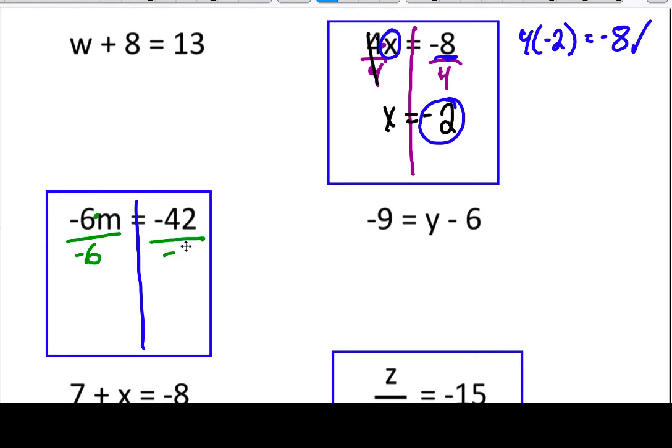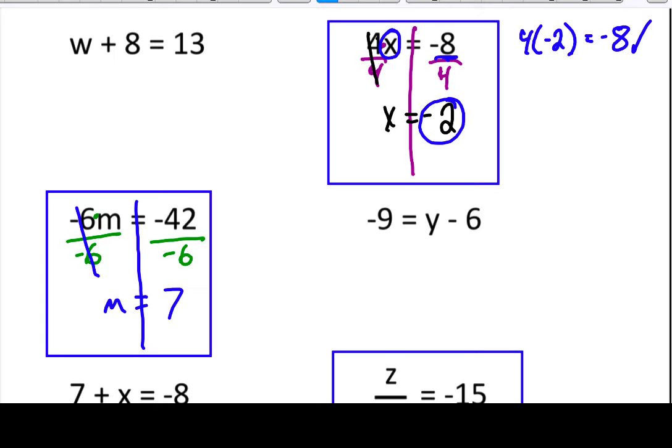So I'm going to do the same thing on both sides of my equation. -6 and -6 cancel each other out. Think of it like simplifying fractions. If I have the same thing in the numerator and denominator, they can be divided out. And I'm just left with m. -42 divided by -6. A negative divided by a negative is a positive 7.